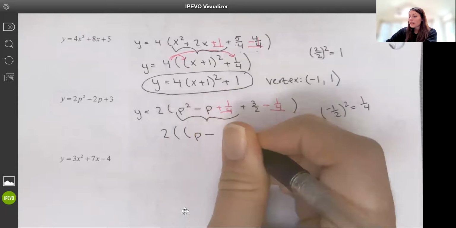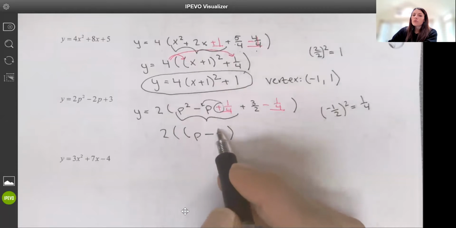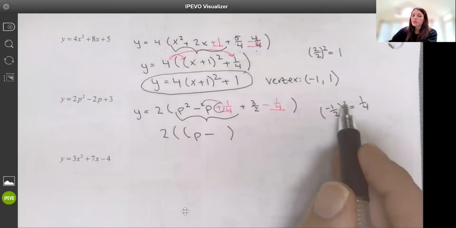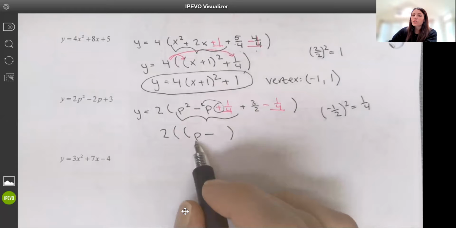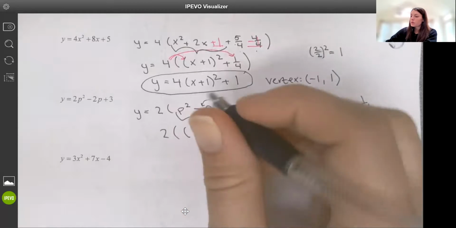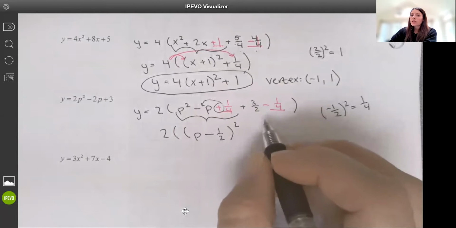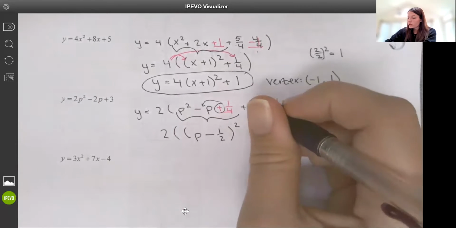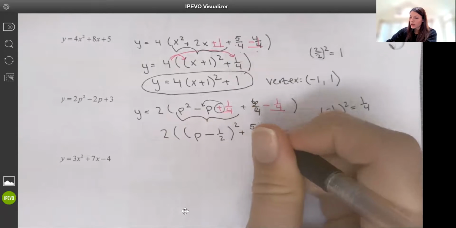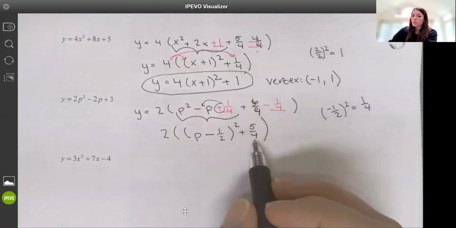I know it'll be p minus, because I have positive and then a negative. And then I know that this value is the b/2, what I had previously squared. So this is going to factor into p minus 1/2 times p minus 1/2, or p minus 1/2 squared. Then at the end, I have to clean this up. So I'm going to rewrite this as 6/4 minus 1/4, which is going to give me 5/4 at the end of my parenthesis.